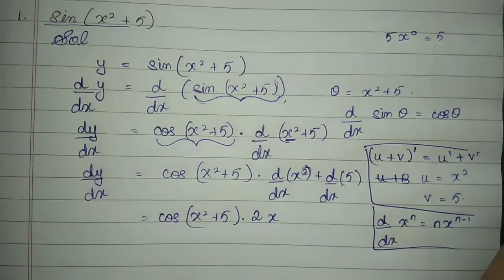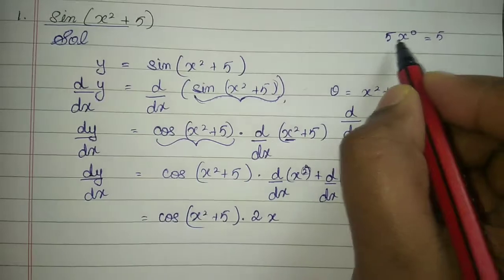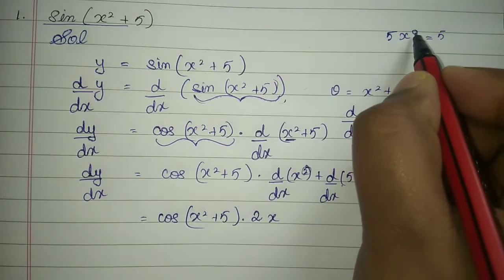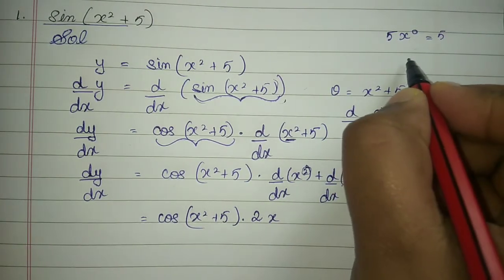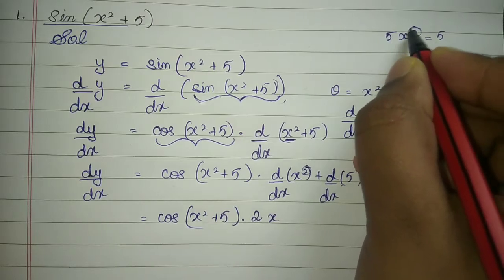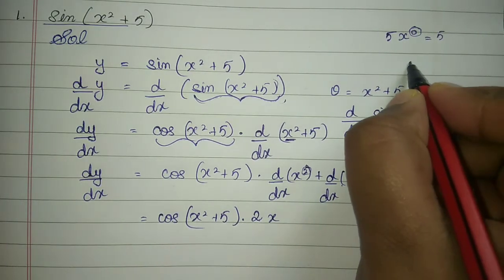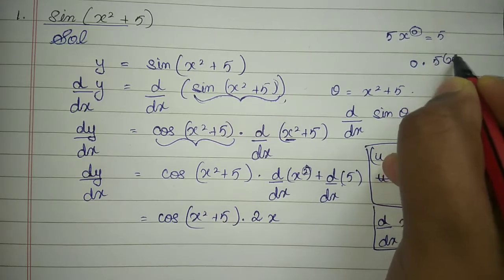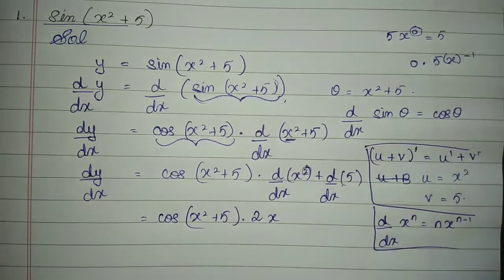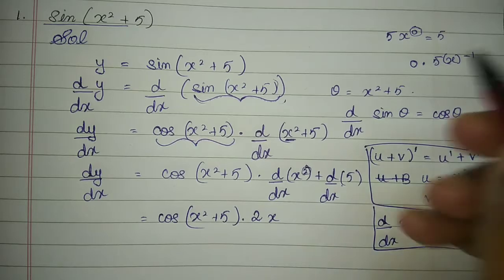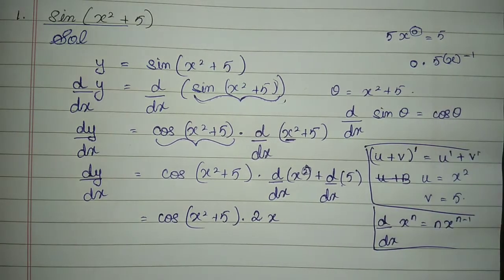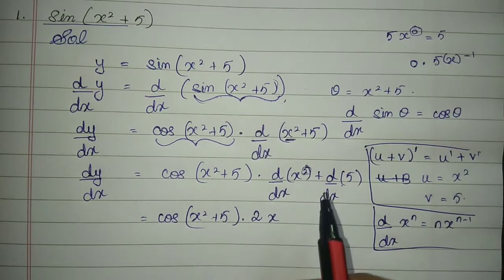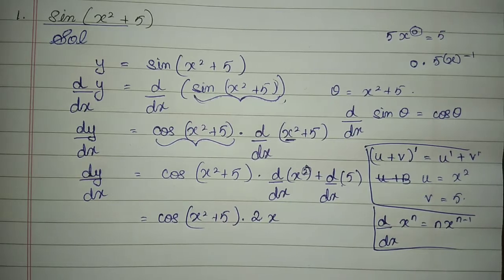Yes, because x power 0 is 1. So if we just differentiate that, what will we have? This value of n will be 0. So 0 into 5x power minus 1, because 0 minus 1 is minus 1. And 0 into anything is 0. So the derivative of any constant is 0. So we can have a 0 here.